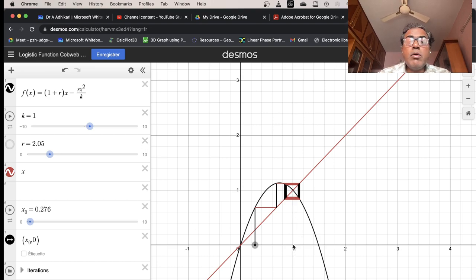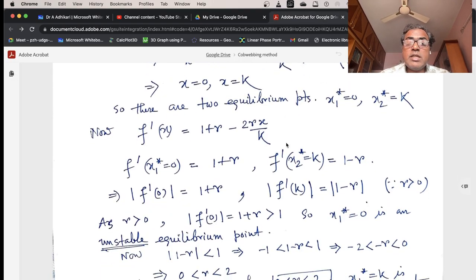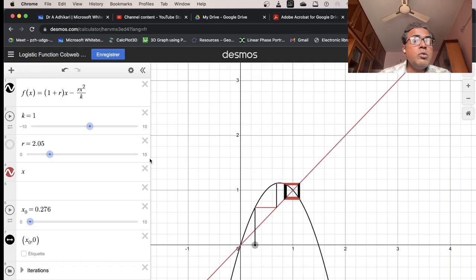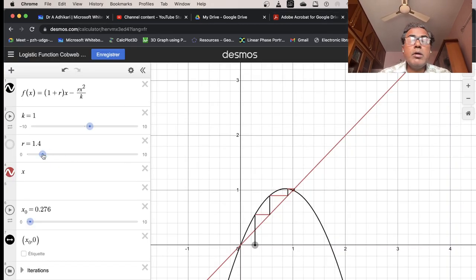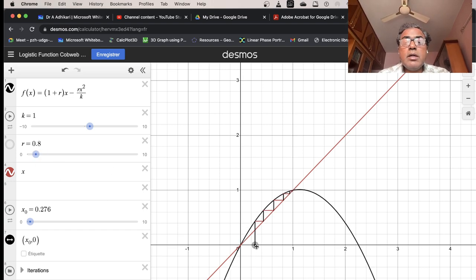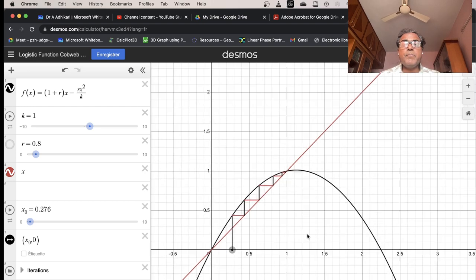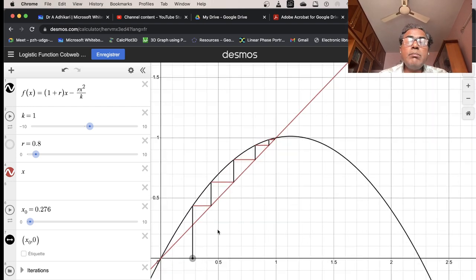So we get k equal to 1. If we put 0 less than r less than 2, we get this and r equal to this. Clearly we see that by the cobweb diagram, the solutions go to the point 1 here.